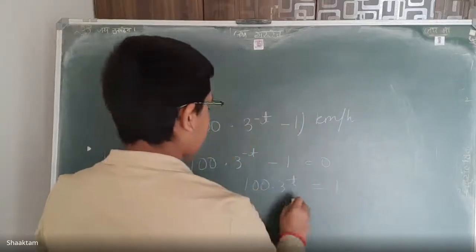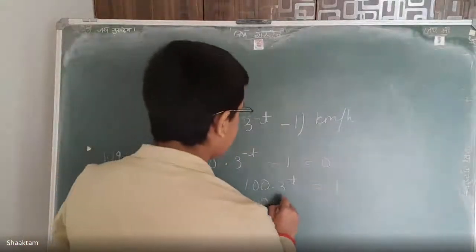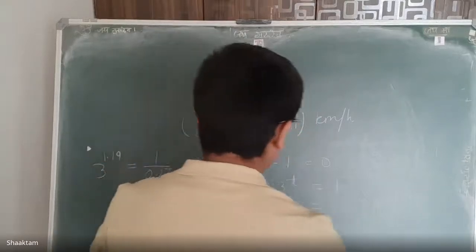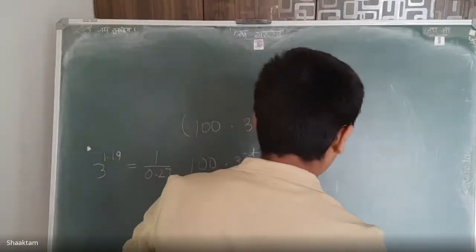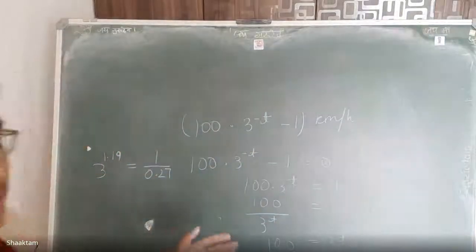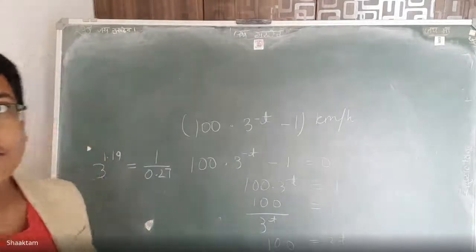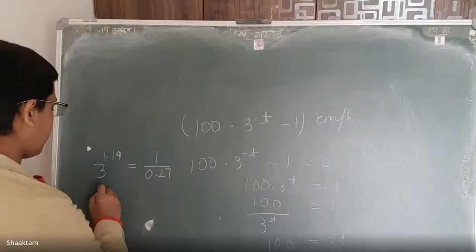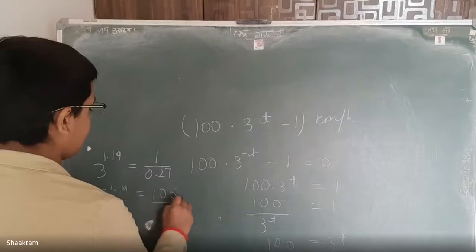Now 100 into 3 raised to minus t, as we know, will be 100 into 1 divided by 3 raised to t. It can be said 100 by 3 raised to t is equal to 1. 3 raised to t can be multiplied to the other side, which will get us 100 is equal to 3 raised to t. Now, we don't know how we would go about this, because 100 is not a perfect exponent of 3. But we have one information given, that 3 raised to 1.19 is equal to 1 by 0.27. 1 by 0.27 simplified is 100 by 27.